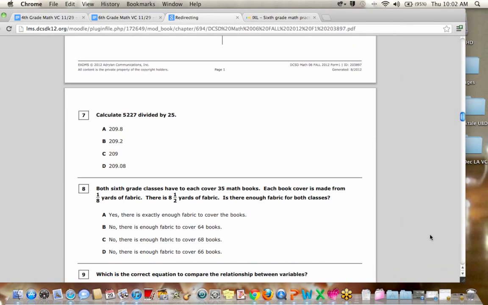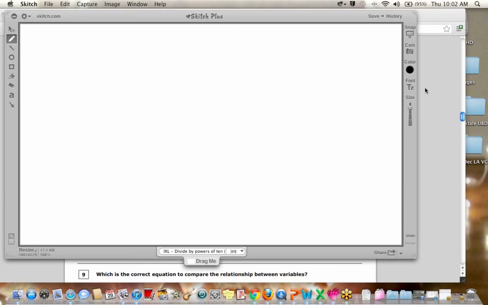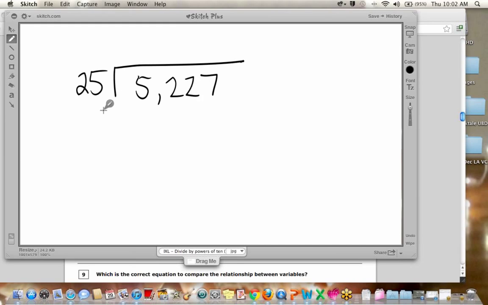Number 7. Oh, 7's easy. 7's just do you know how to divide? Well, let's figure it out. Okay, so we had 5,227 divided by 25. I do this a lot with my younger students. Sometimes it's helpful to write the steps of a long division problem so that you don't forget them.